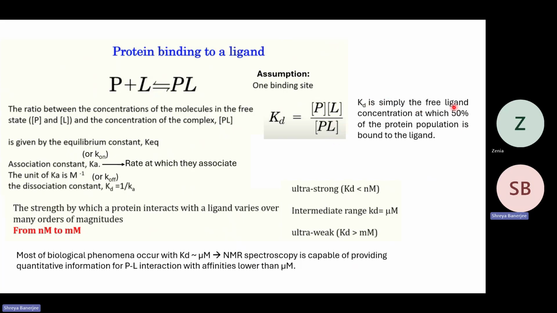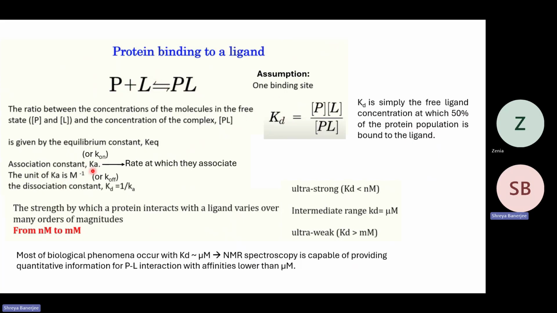Kd is simply the free ligand concentration at which 50% of the protein population is bound to the ligand. So if 50% of the protein population is bound to the ligand, then the PL concentration will be equal to the P concentration, so they will cancel out. So then Kd will become the concentration of the free ligand. Kd is basically the dissociation rate. So if the protein-ligand complex is dissociating into P plus L, then that equilibrium constant is given by Kd.